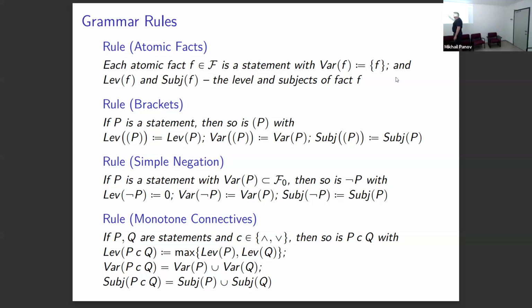Now, simple negation. This is just to obtain theorems 1 and 2; for other languages, for other theorems, you could drop it. Here a statement will have variables, and some of these variables are going to be atomic facts, and some are going to be epistemic statements, to be defined later. If a statement is only a function of atomic facts, then I can negate it. But I cannot negate a statement like "player 2 believes something." I cannot say "not player 2 believes something" in this language. In others, I allow it. If you negate, nothing changes: the level, subjects and variables.